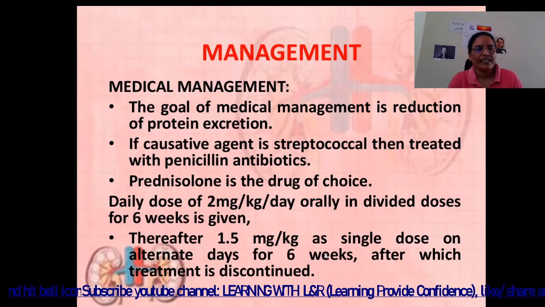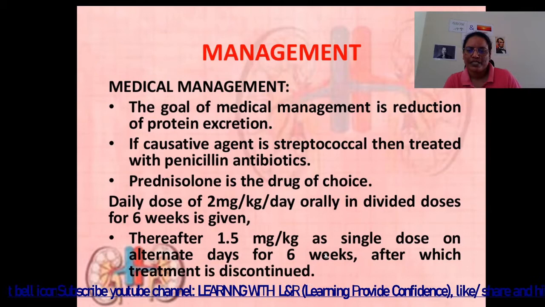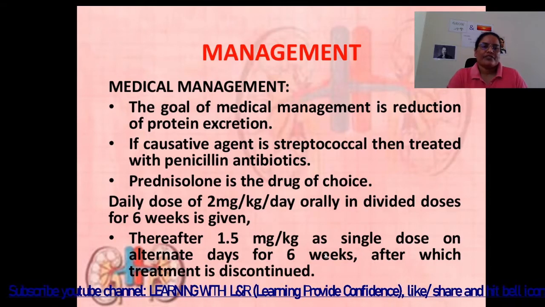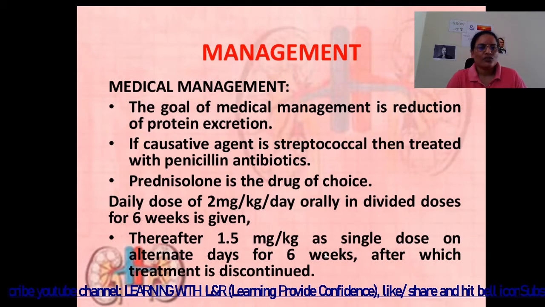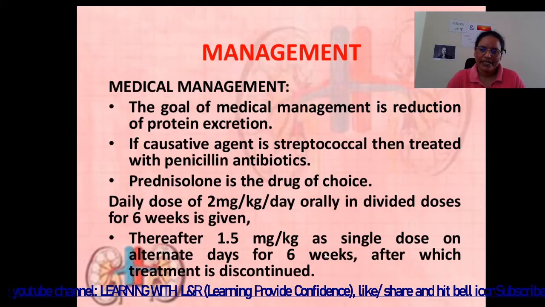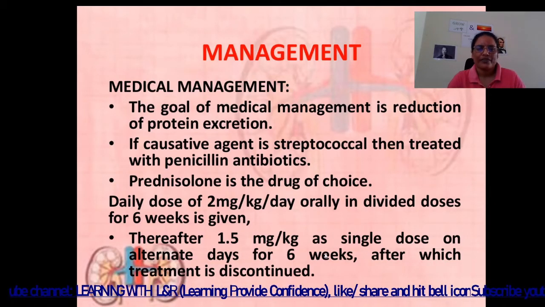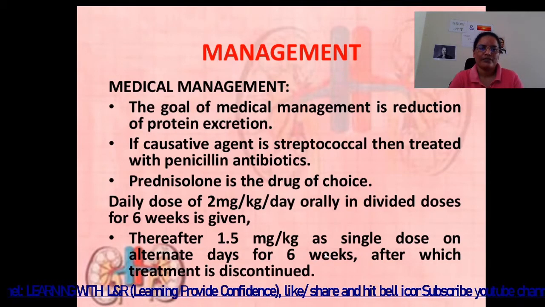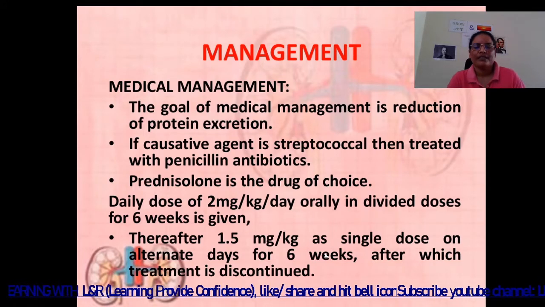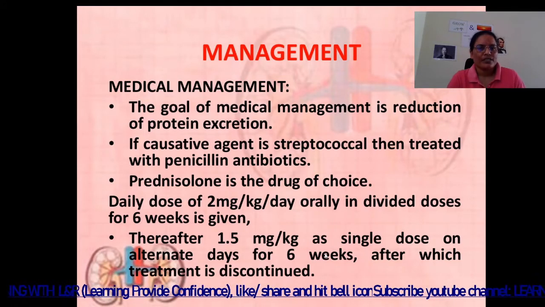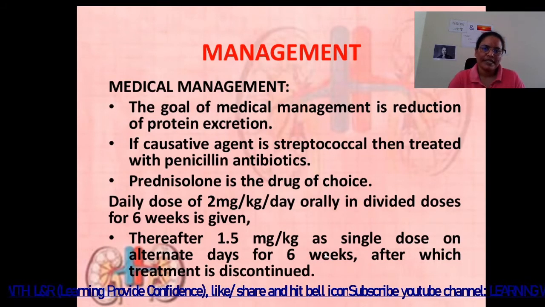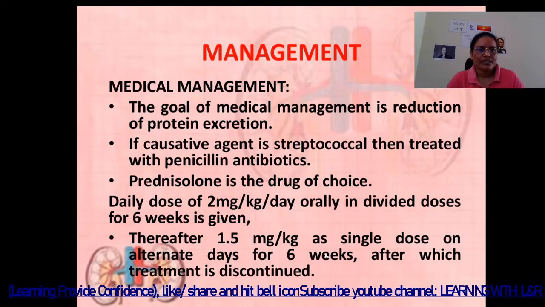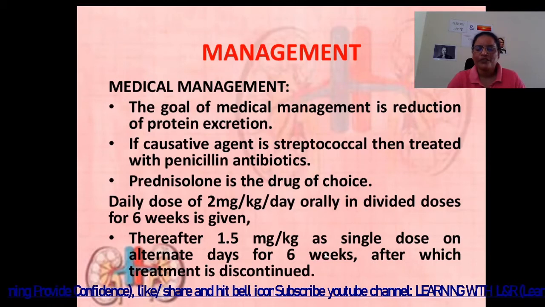Prednisolone is given at a daily dose of 2 mg per kg per day orally in divided doses for 6 weeks. Thereafter 1.5 mg per kg as a single dose on alternate days for 6 weeks, after which treatment is discontinued with a taper of this medicine, prednisolone, that is a steroid. Fine. For the first 6 weeks it is given continuously to the patient in divided doses according to the weight.